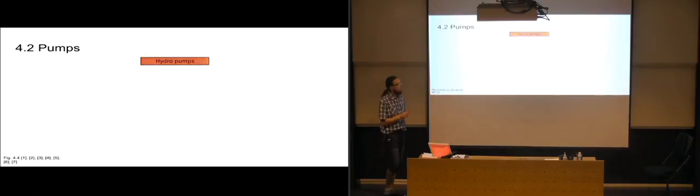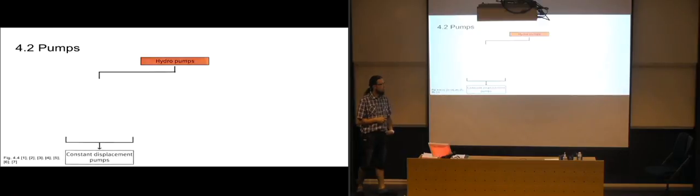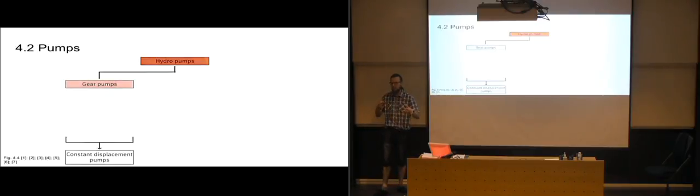So for hydraulic pumps, we have sort of a branching tree that we can look at for the different types. The first branch is for the constant displacement pumps. And those are usually gear pumps, so they are gears that are actually moving the fluid through them.